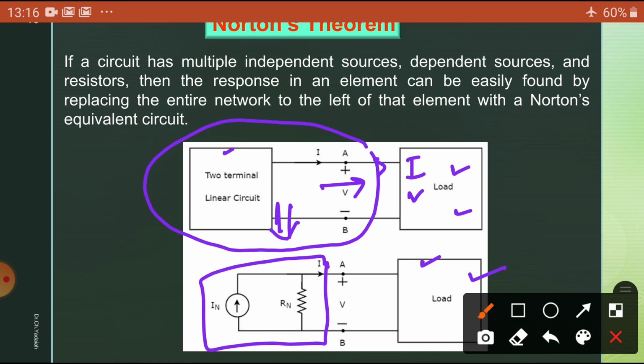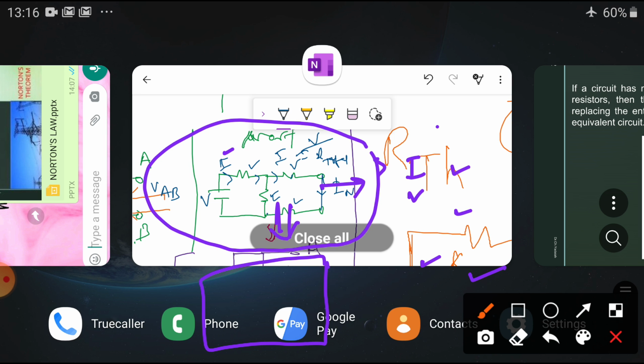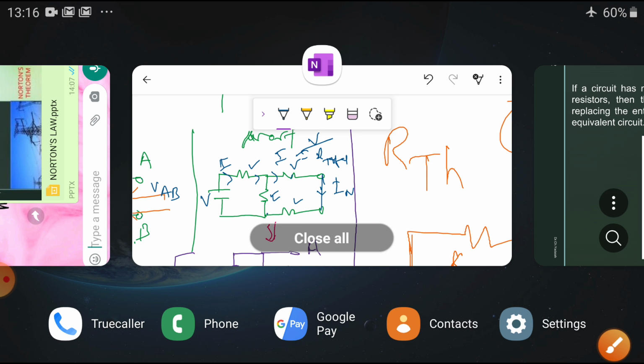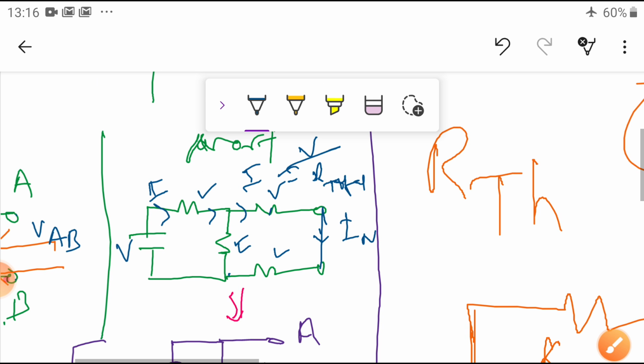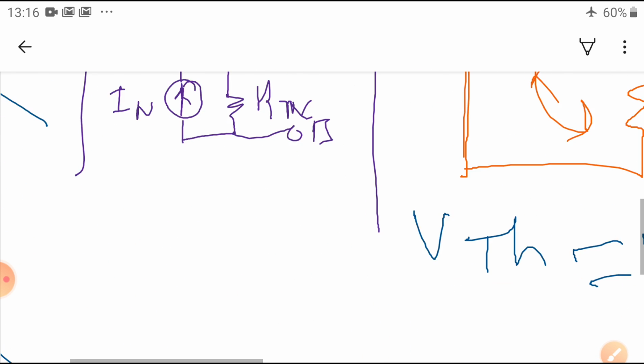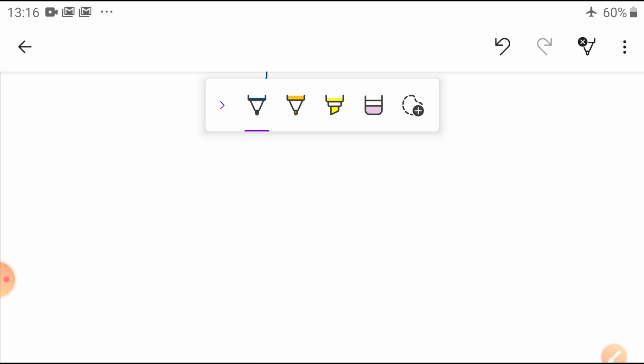Here what we are going to see is, for example, let us assume that at the weekend you are going to attend a dhaba in a nearby city. You are going to attend the dhaba.